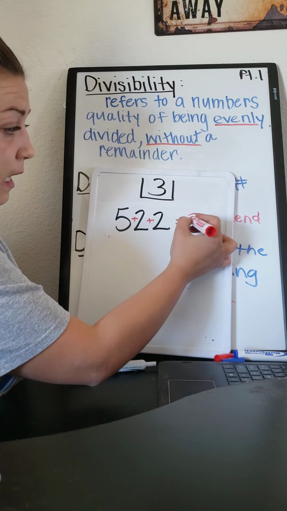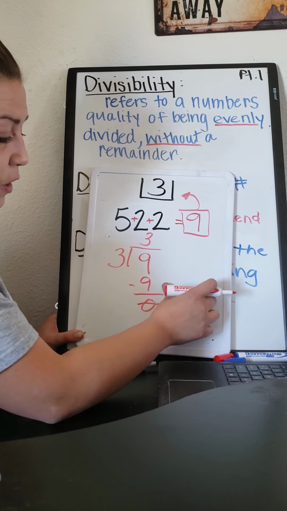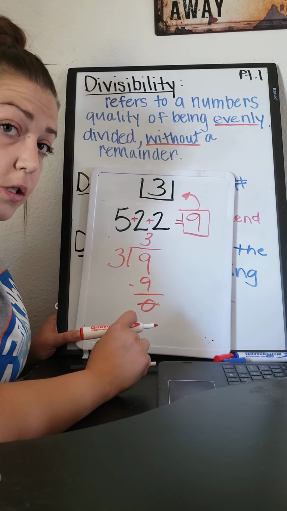Now, do we think that the number 9 is in fact divisible by 3 with no remainders? Let's find out. 9 divided by 3. 3 goes into 9 evenly 3 times. 3 times 3 is 9. 9 minus 9 is 0. It finishes our problem out, and our answer is 3.